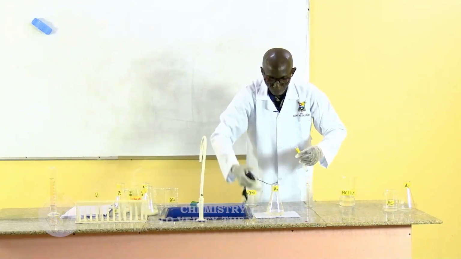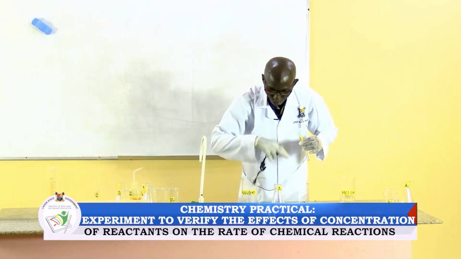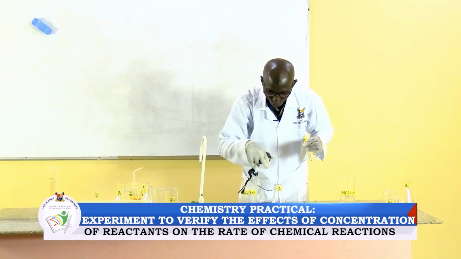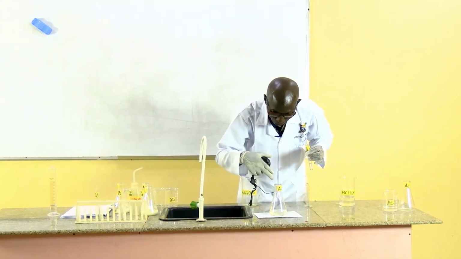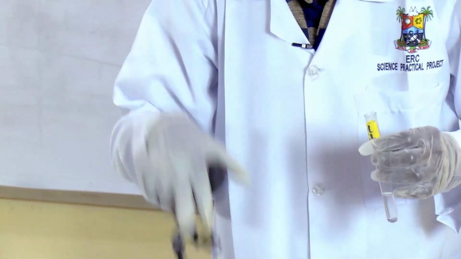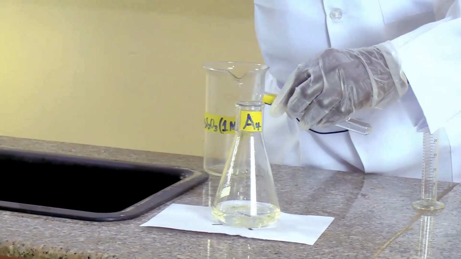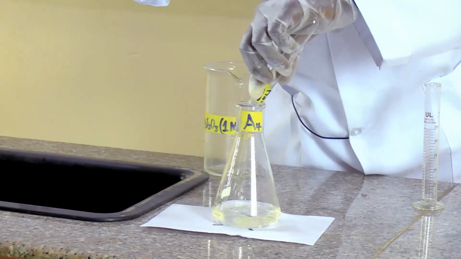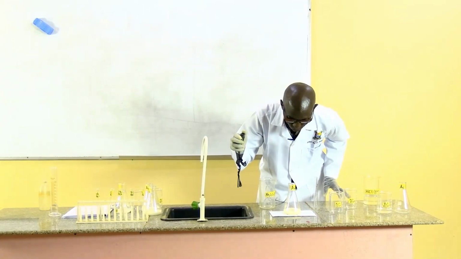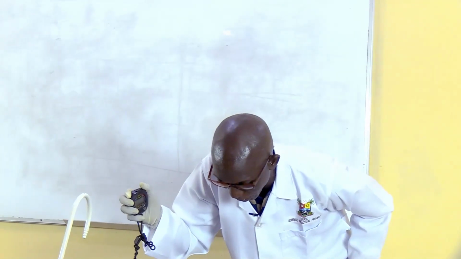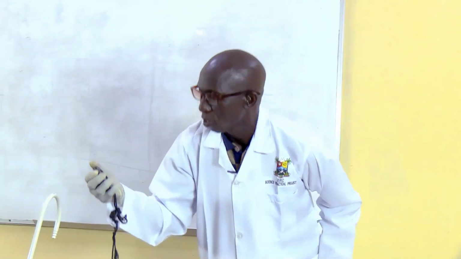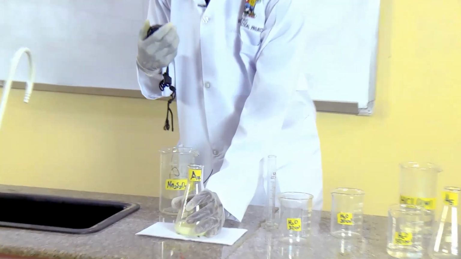Okay? The moment I pour it there, I watch out for the time taken for the X, that is the cross, the black cross on the white paper, to actually disappear. I'm going to observe through the conical flask. When I pour it, I'm going to, okay, start. Okay, it is changing gradually. I can't see it again. Stop. 20 seconds. 20 seconds for the reaction in conical flask A4 to come to completion.